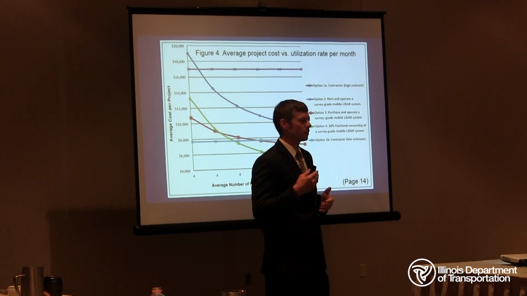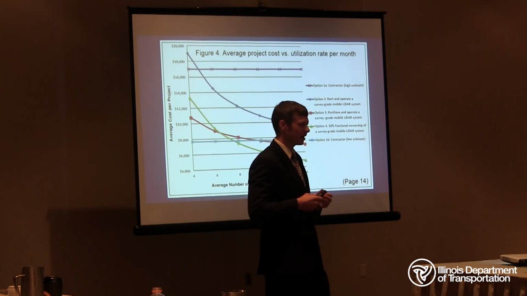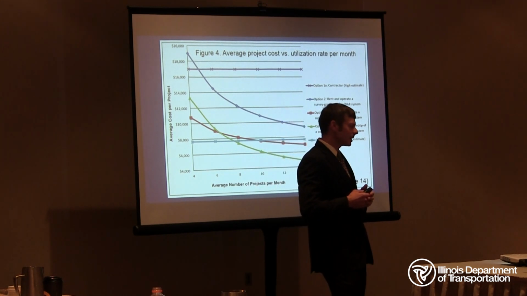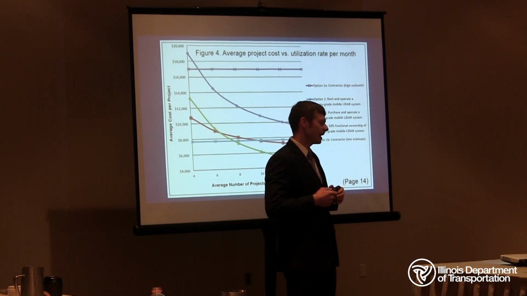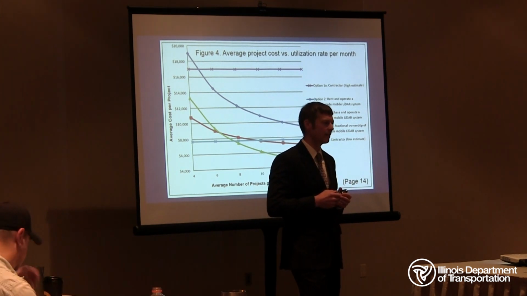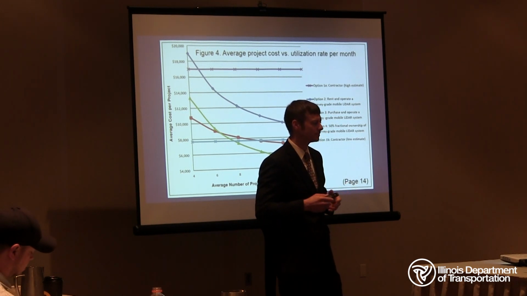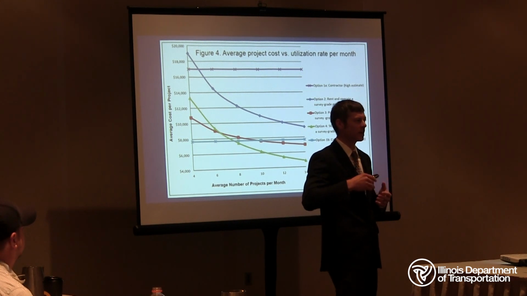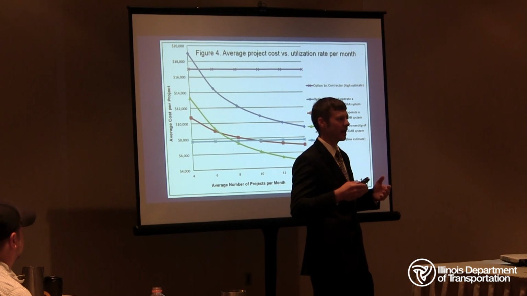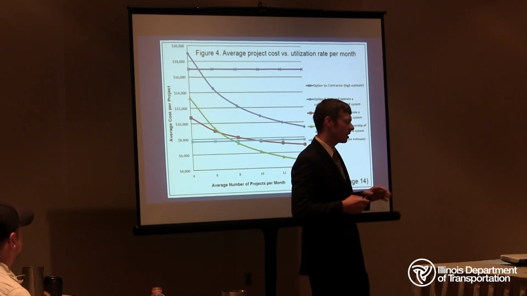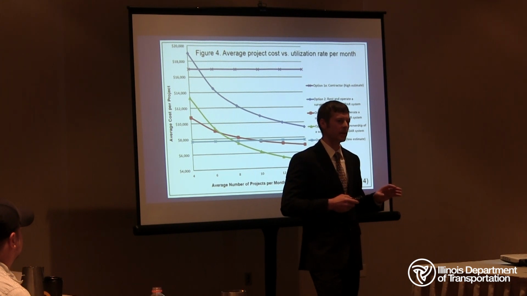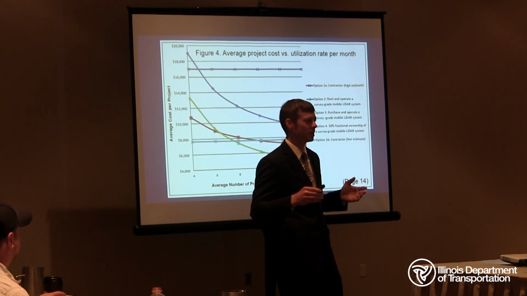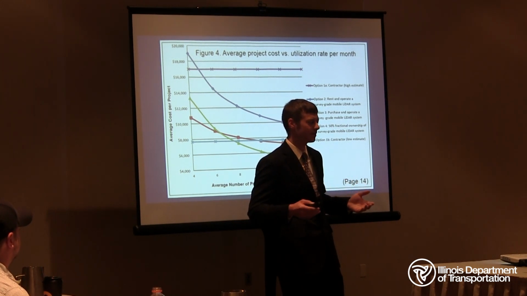So you can see this in page 14 of your handouts. It's figure 4, the average cost per project versus the utilization rate per month. On the left-hand side of this line graph, you can see the average cost per project, and along the bottom you see the average utilization for projects each month. So what this is designed to show us is that with internal operation, the more times you use mobile LIDAR each month, the cheaper the average cost of the project gets. Contrary to that is that when you contract out mobile LIDAR services, the average cost per project remains constant and it does not fluctuate based on the amount of times you utilize that service each month.